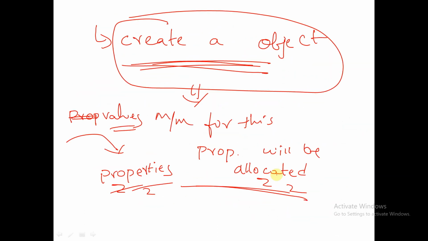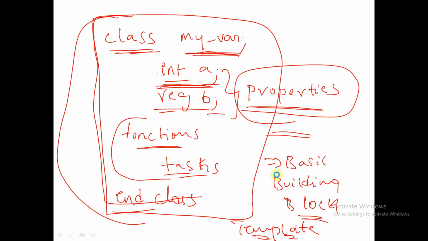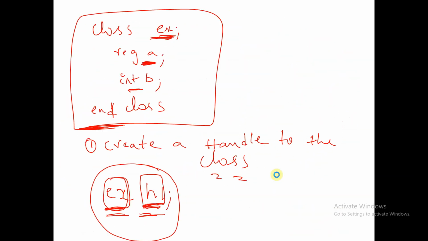For creating an object for the class, the first step is to create the handle for the class. The syntax for creating a handle to the class is the class name, that is in our case ex, followed by the handle name, that is h1. The handle will be created, but it will initially point towards a null object, that is null memory.